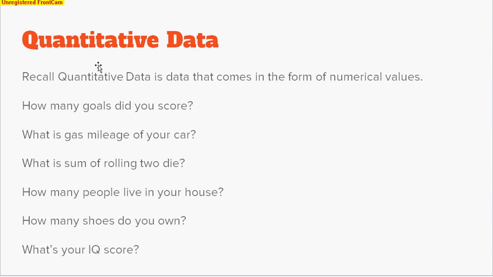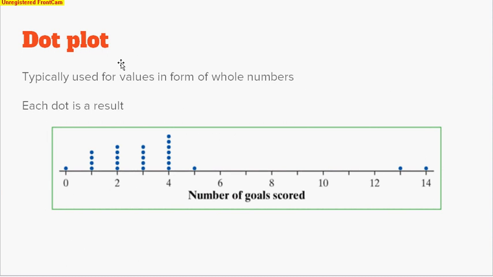That makes it quantitative. So the first way that you could display quantitative data is what we call a dot plot. A dot plot is probably one of the simplest, easiest ways. Typically, we use a dot plot if the values come in the form of whole numbers. You don't have to, but it's typical. Each dot represents a result. So how many goals did we score each game of the season?